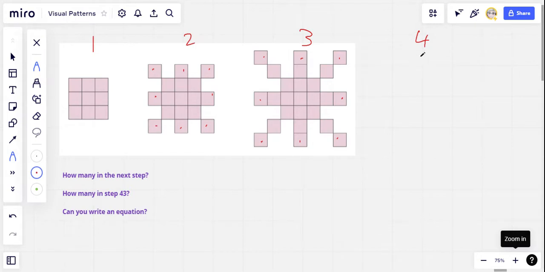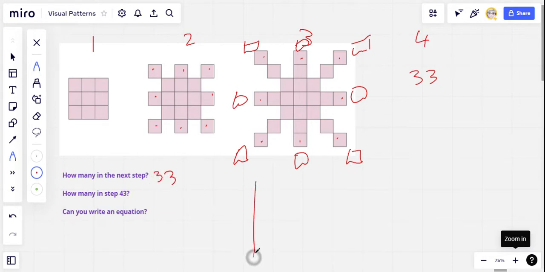If I were going to predict how many in step 4, I guess I would just add another square here and another square here and another square here and here and here and here and here and here, and that would be 8 more. So how many have we got here? Here's 9. Well, we started with 9, then 8 more would be 17, and then 8 more on top of that would be 25, and then 8 more on top of that would be 33. So I think there are 33 in step 4.